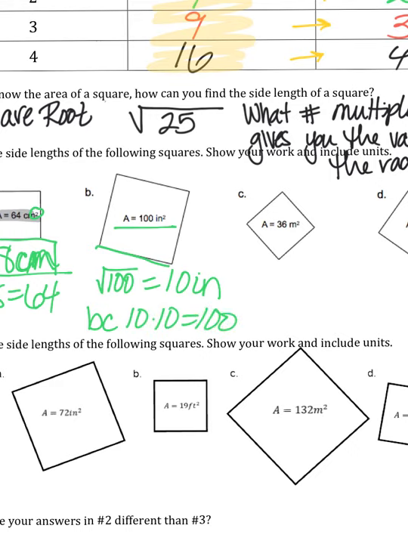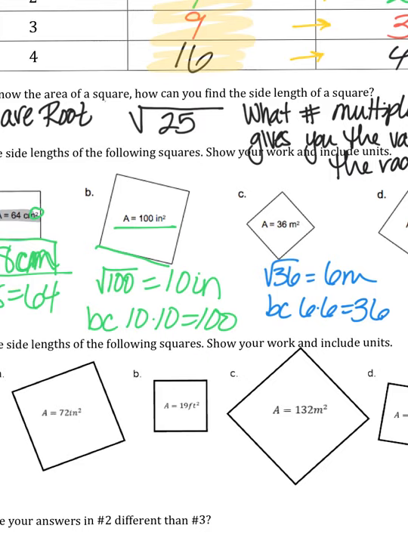So take a moment and try the next two on your own. Pause the video and check. All right, hopefully you've had an opportunity to work through those problems on your own. And you see that letter C is going to be 6 meters because 6 times 6 is 36. And letter D is going to be 7 because 7 times 7 is 49.